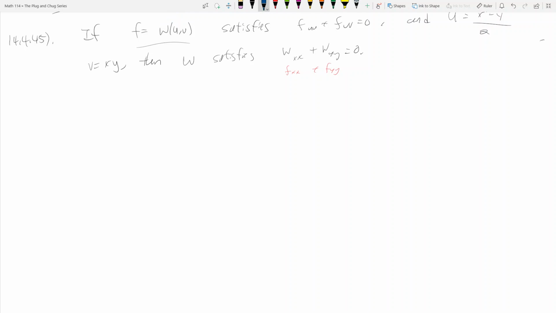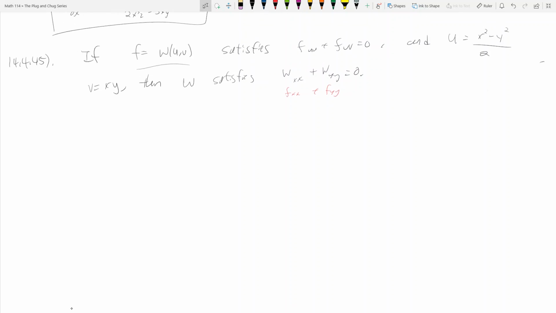Okay, so it satisfies the fact that f double partial u, so that's the second derivative with respect to u of f, and the second partial derivative with respect to v, if you add them together, that's 0, okay? And then we also know what u and v are. u is equal to (x squared minus y squared) over 2, and v is equal to xy. So we want to show that w satisfies w_xx plus w_yy is equal to 0. Another way you can think of it is that f_xx plus f_yy is also equal to 0. So that's what it is.